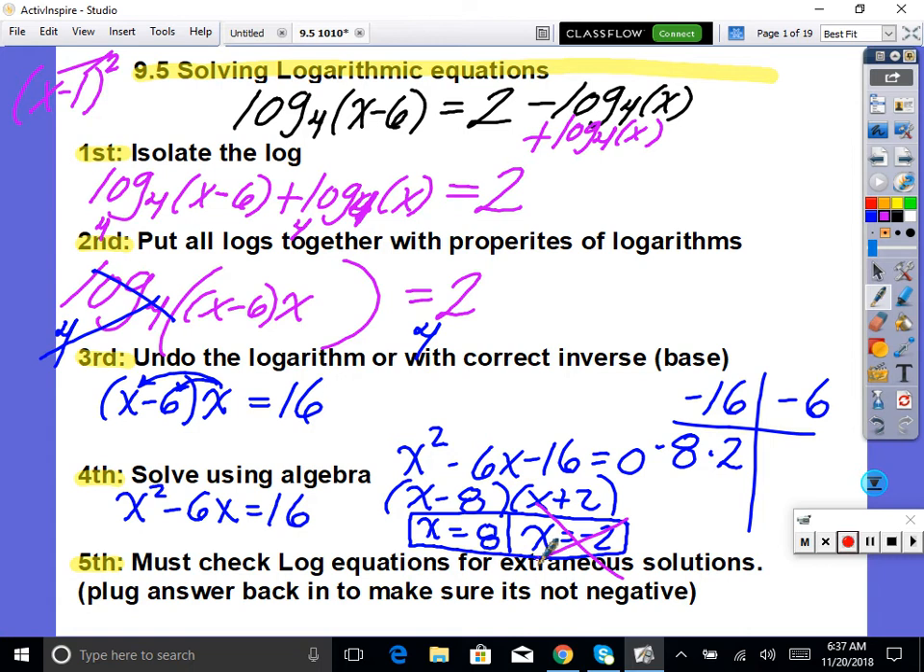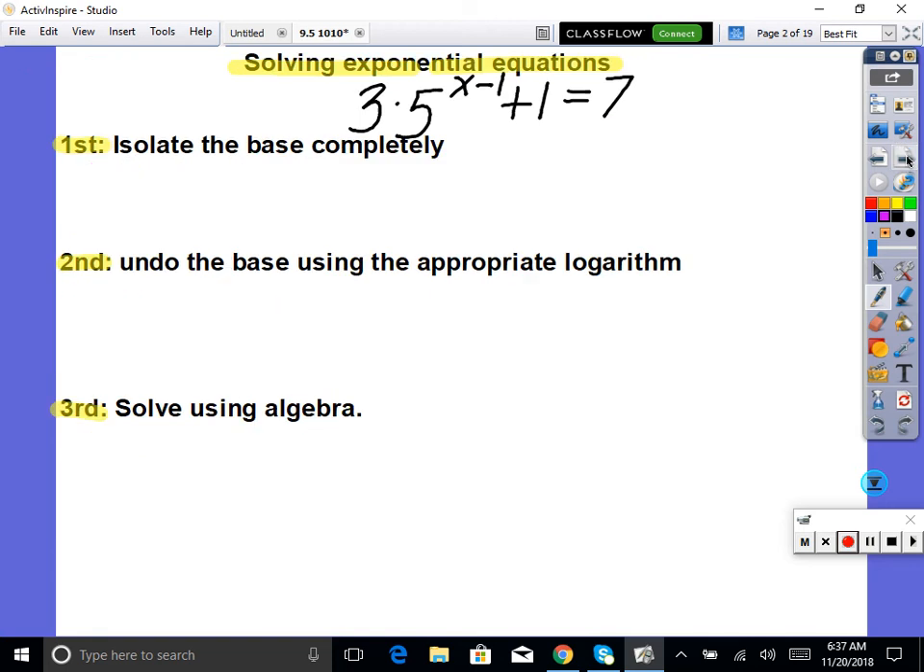Do we have questions on that? Pretty easy, right? Overall. Okay, let's do some more examples. This is how we solve the exponential equation.